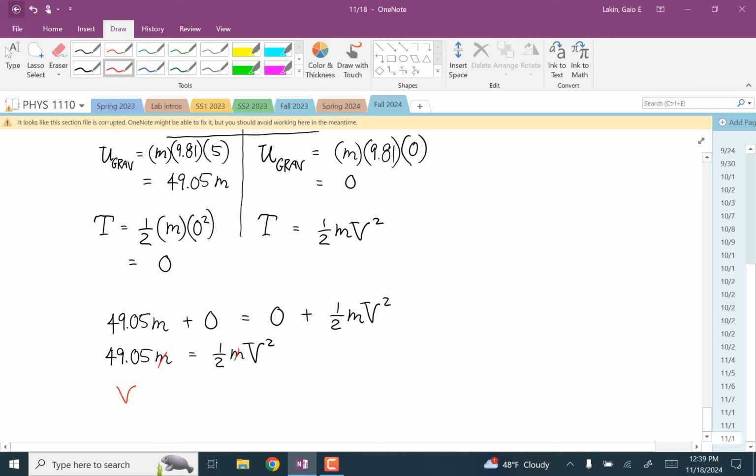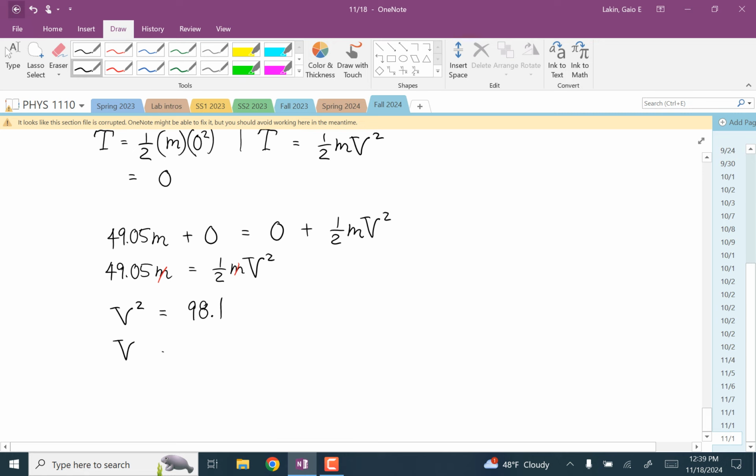And so we get that v squared is equal to 98.1. And so v is equal to 9.90 meters per second. And it's a speed, so we want the positive. And that's the exact same answer you would get, even though those equations don't look anything like it. Those are the exact answers you would get from using the free fall equations, the constant acceleration equations.